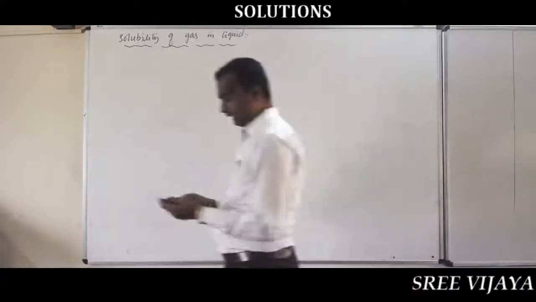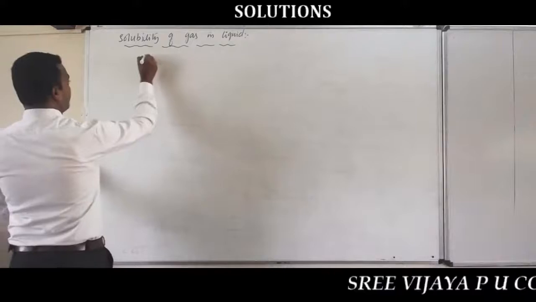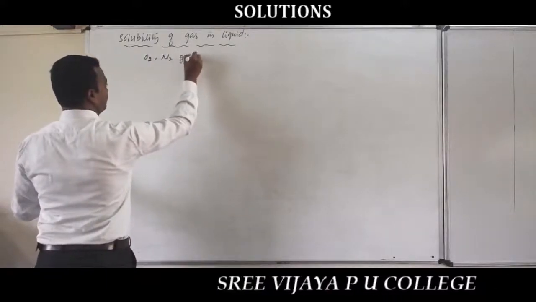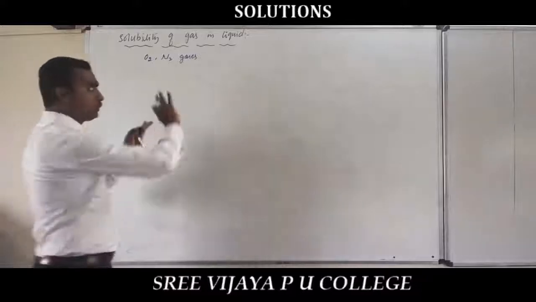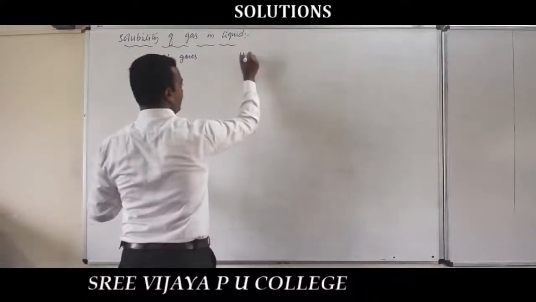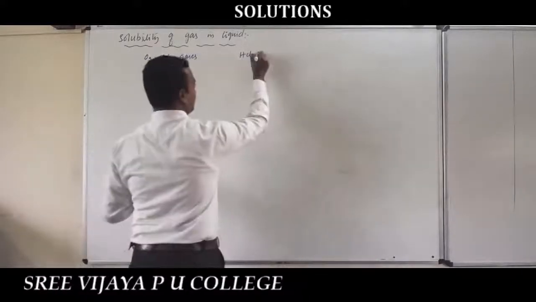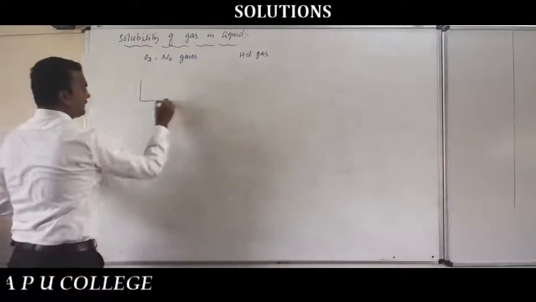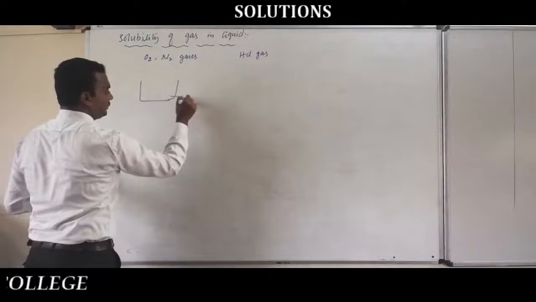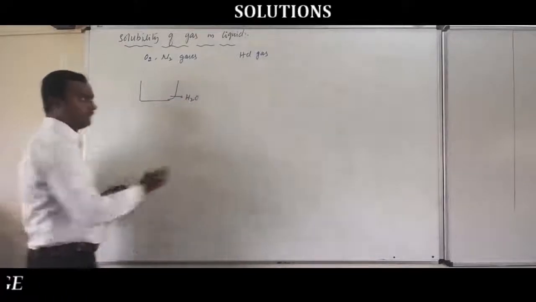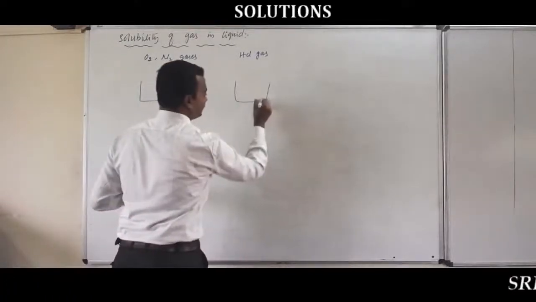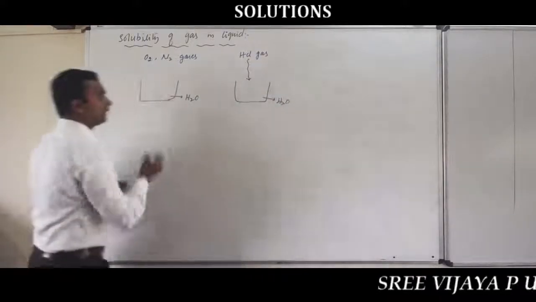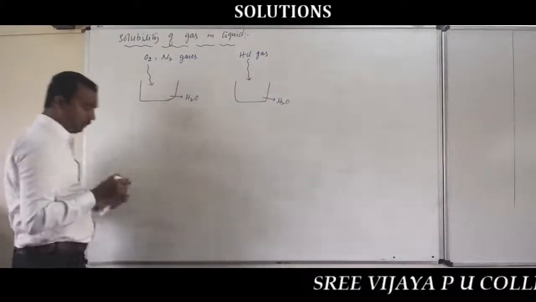So here, let me take a simple example. Let us take oxygen and nitrogen gases. And one more gas I am going to take, that is HCl, hydrogen chloride gas. So here, when oxygen is passed into water, that is one of the solvents. Let us take the solvent as water. When HCl gas is passed into water, and hydrogen is passed into water.